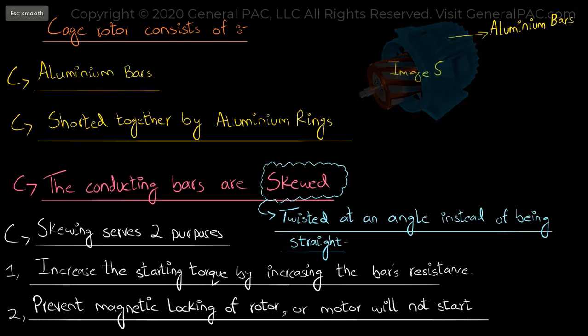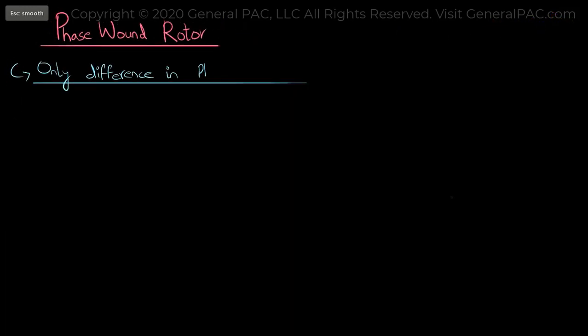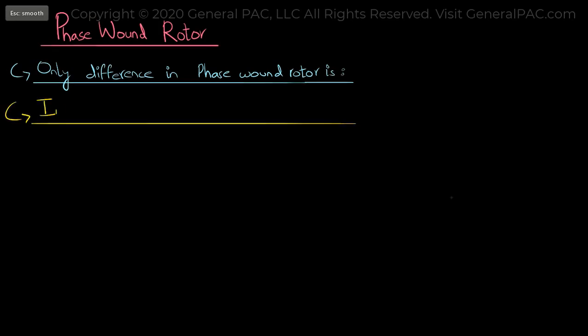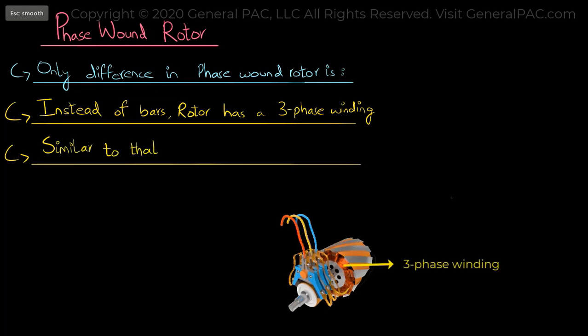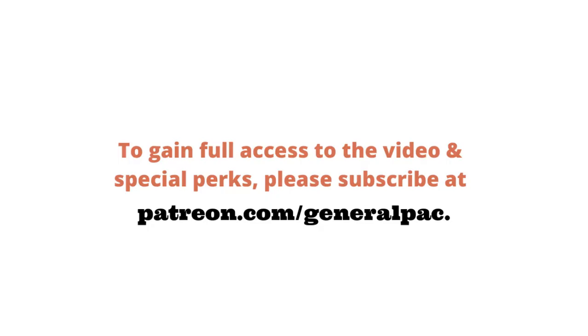Let's move on to the discussion of phase wound rotors. So the only difference in phase wound rotors is that instead of having bars, the rotor has three-phase winding, which is similar to that of a stator winding.